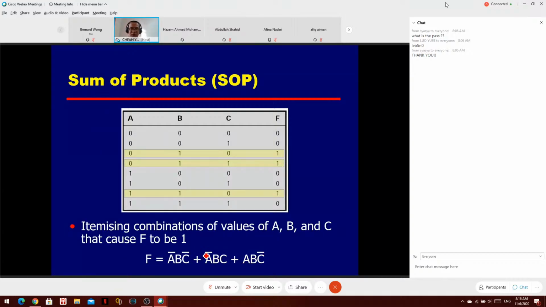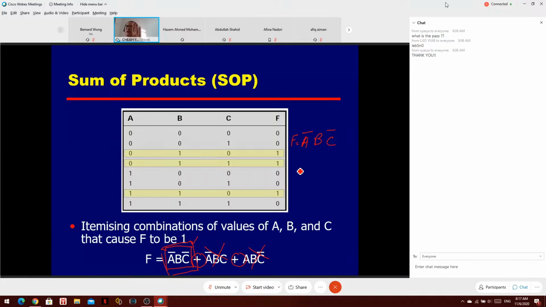Okay, from this function f, we notice that if this is true, then the function will be true already. Why? Because all these are ORs, right? So even if this is false, and this is false, and this one is true, the function will be true already. So let's just look at only this term here: not A, B, and not C.